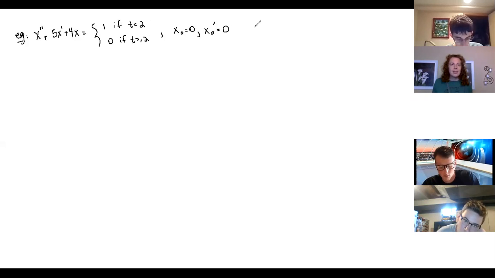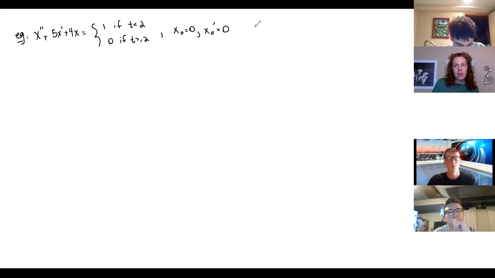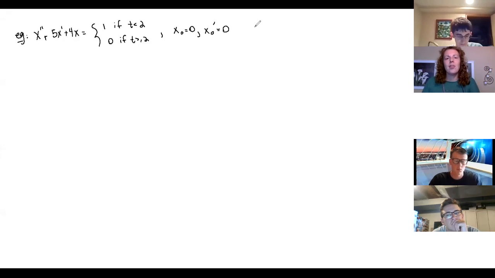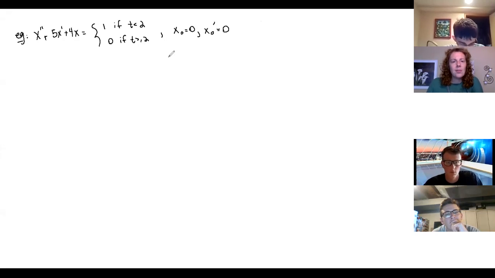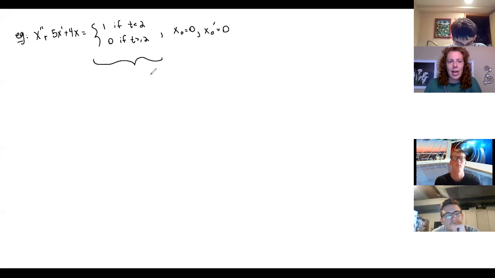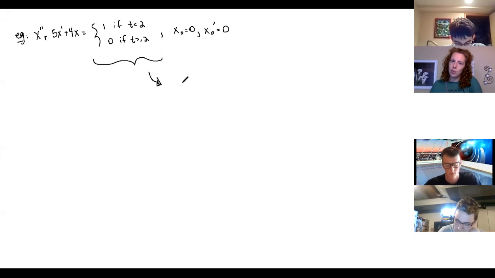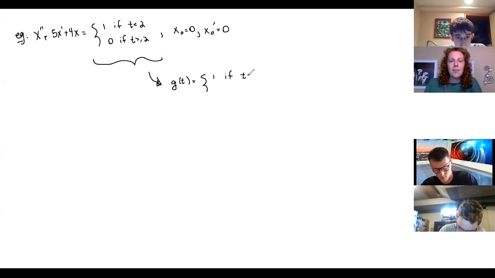X double prime plus 5x prime plus 4x equals this piecewise function, 1 if t is less than 2, 0 if t is bigger than or equal to 2. And if I'm going to solve a differential equation using Laplace transforms, I have to have initial conditions. So we've got x naught is 0 and x naught prime is 0. Okay, so let's do the transform of this right-hand side first, and then we will deal with the rest of this. So this is of the wrong form. We'll call it g of t. So g of t is 1 if t is less than 2, and 0 if t is bigger than or equal to 2. That doesn't work.